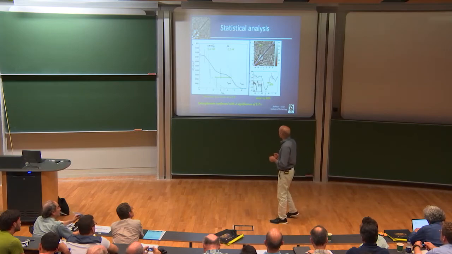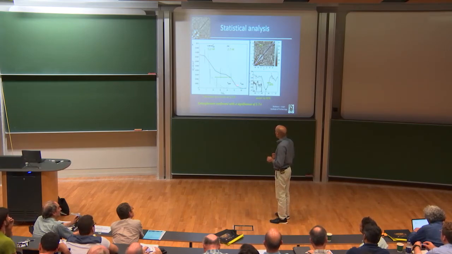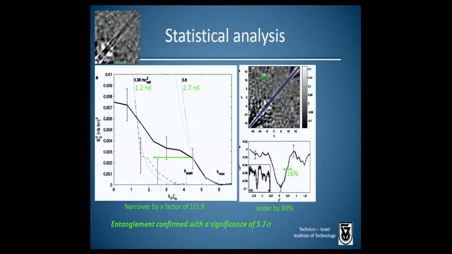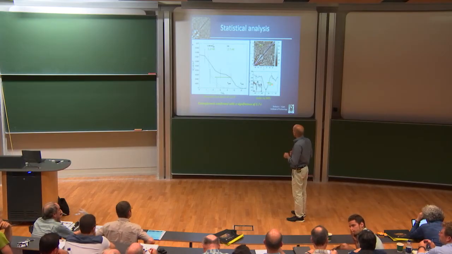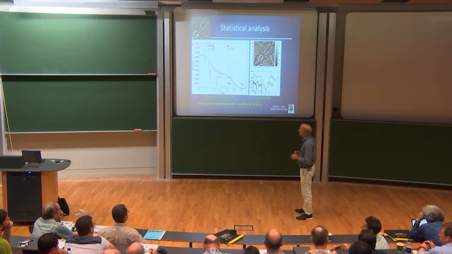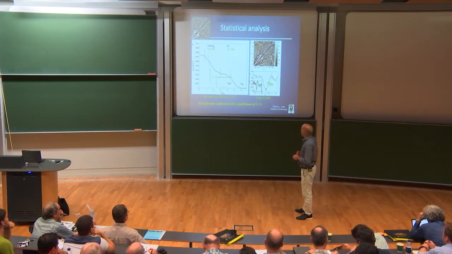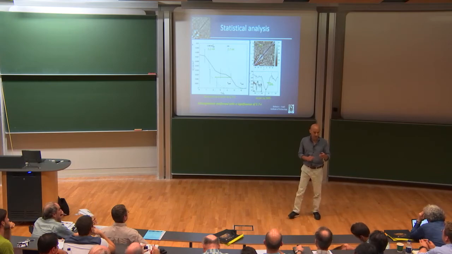Another case we could consider is perhaps this spectrum of correlations is actually much narrower due to noise. Since this is the Fourier transform of this band, that would imply that this band is actually much wider. It appears to the eye to be narrow, but maybe it's actually much wider. So here's the profile of this band. With the statistical error bars, the width is determined plus or minus 16%, but it would need to be wider by 90% in order to bring this curve all the way over to here. So the entanglement is confirmed with a significance of 5.7 standard deviations.